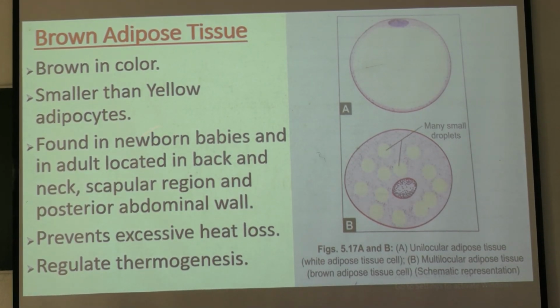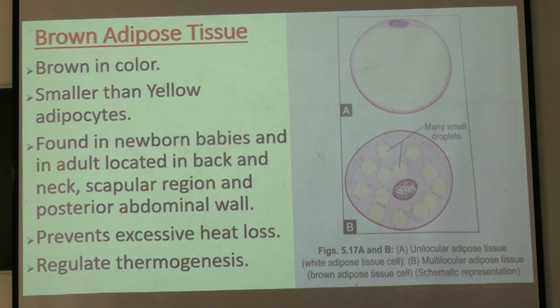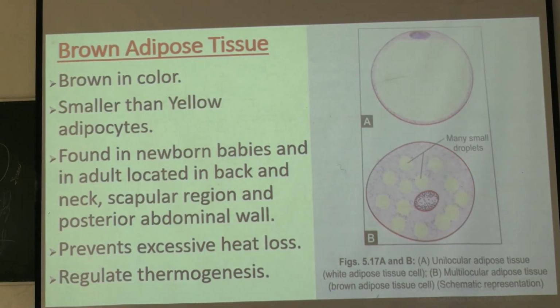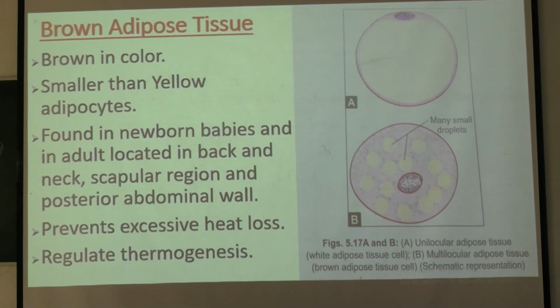And this is asked in your Viva, location of brown adipose tissue, very important for your Viva and MCQs. Okay. Next, it prevents excessive heat loss and regulates thermogenesis. Okay, in the newborns mainly.